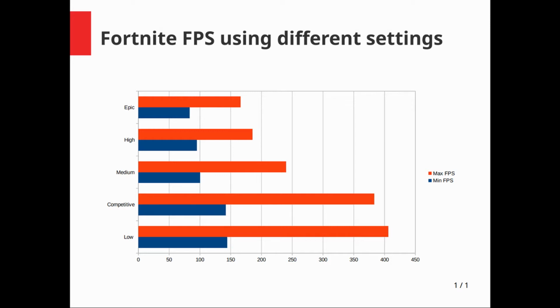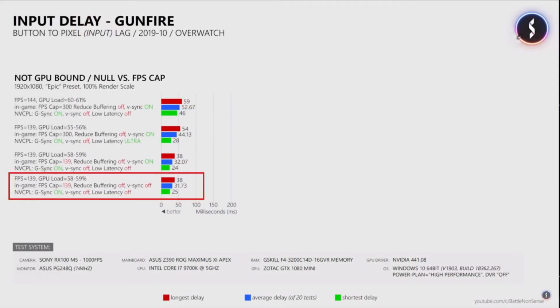And from what we've learned so far, more FPS is equal to less input delay, and more consistency is equal to the smoothest possible experience. Now, the question is, should we play at 400 FPS with the lowest input delay? Or should we limit our FPS near the minimum for the smoothest possible experience?